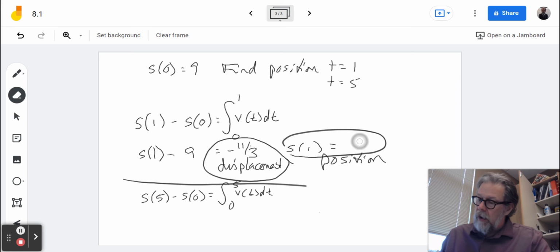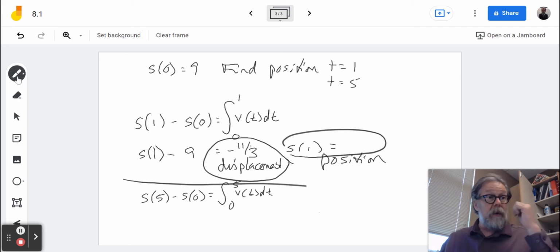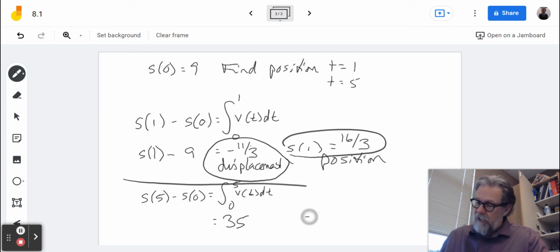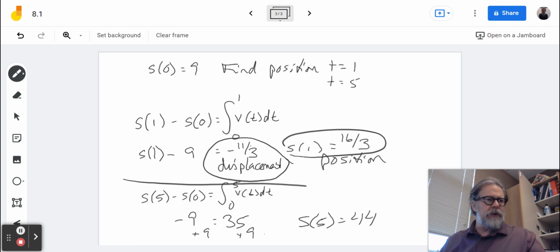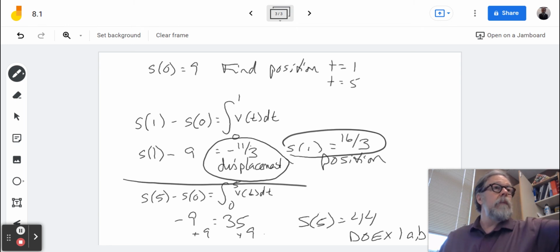And therefore, the position at time 1 was equal to 9 plus negative 11 thirds, which is 16 thirds. Notice that we actually moved to the left because 1 is less than where our velocity went to 0 and switched directions. And this one is 35, which means that S of 5 is equal to 44 when we add the 9 to both sides. All right. Sorry for the confusion. Was just looking at my notes. Why don't you go ahead and do exercise 1, but only do parts A and B. And I will see you back here.